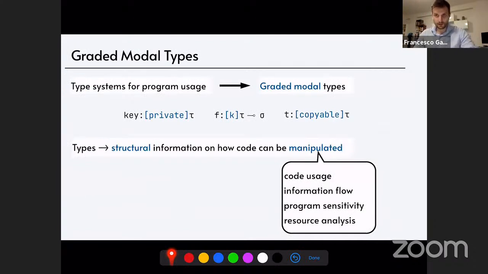Okay, so graded modal types. As I said here, the idea is that we consider type systems that give us information on how programs are used.